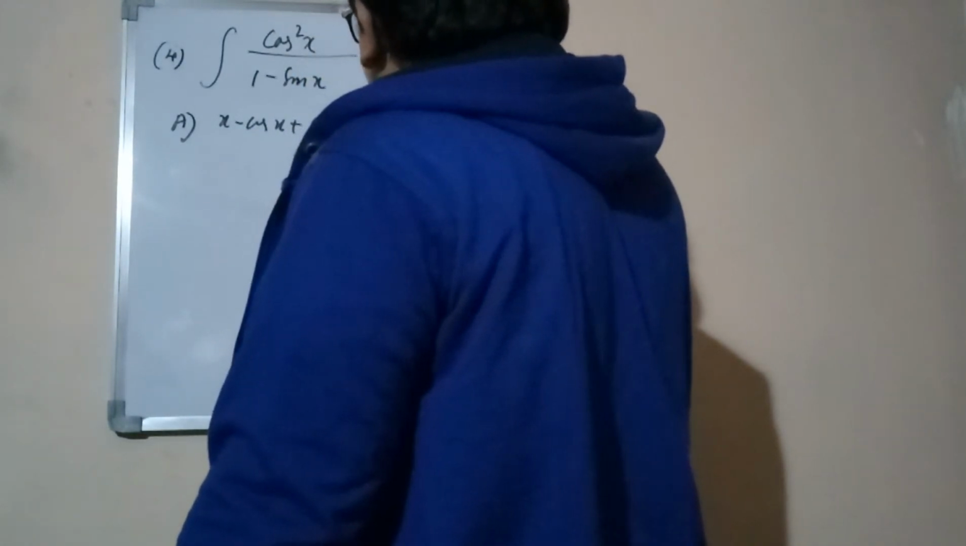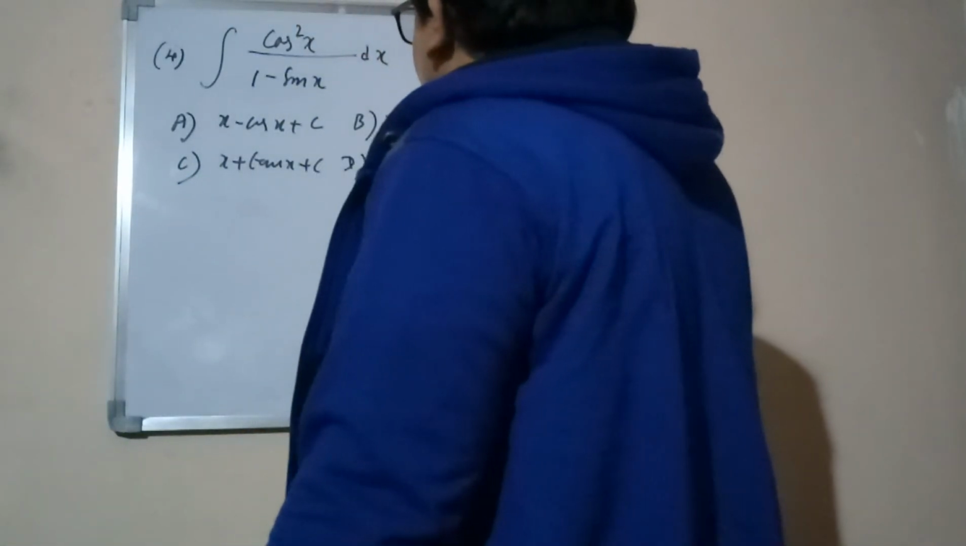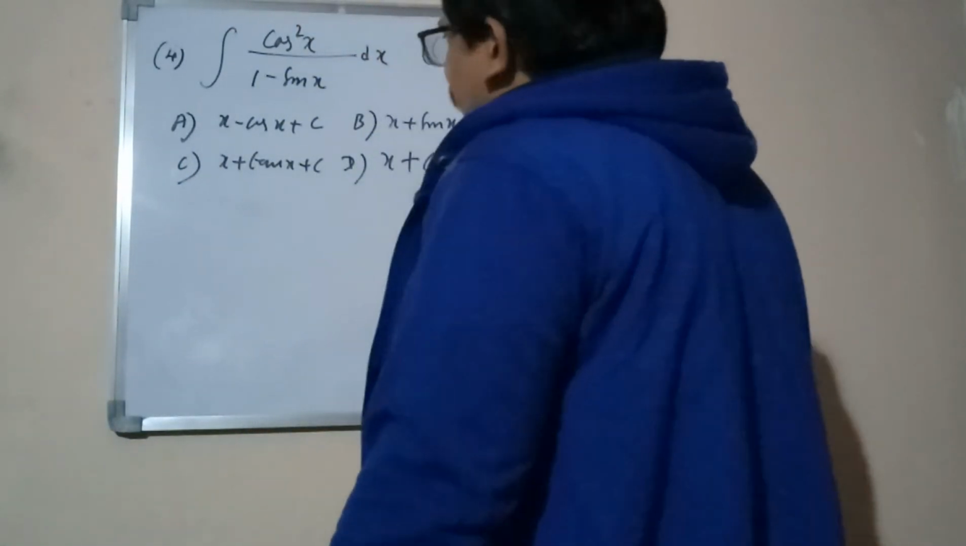Fourth bit: integral of cos square x by 1 minus sin x dx. Option A: x minus cos x plus c. Option B: x plus sin x plus c. Option C: x plus tan x plus c. Option D: x plus cot x plus c. This is the actual option.